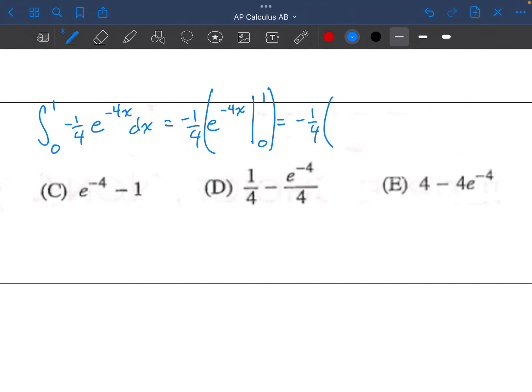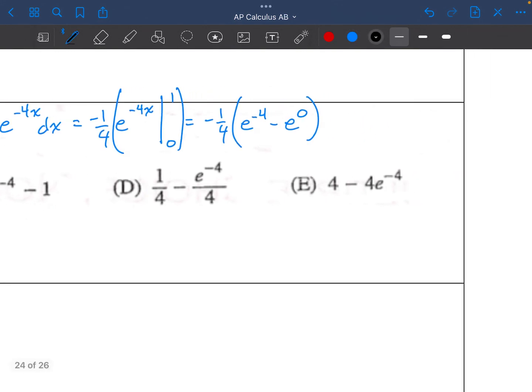So what happens when I plug in 1? When I plug in 1, it's going to be negative 4 times 1, which is negative 4, and it's just e to the negative 4. And then I subtract. What happens when I plug in 0? I get e to the power of negative 4 times 0, which is 0. Cool, there's my final answer, but I can simplify that a little bit, because e to the power of 0 simplifies to just 1.